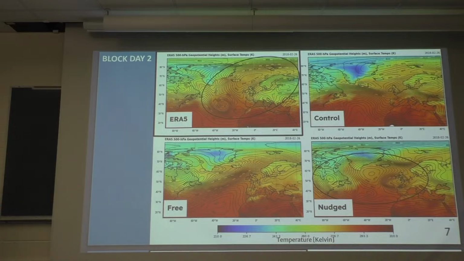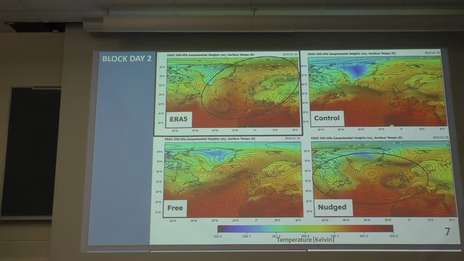I do want to mention that I remade these plots last night, kind of late, to have only 1 temperature bar, and in that I accidentally made them all be labeled ERA5 data. They are not. The actual ensembles are the ones in the corner. It goes ERA5, control, free, and nudge, and this is the same throughout the entire presentation.